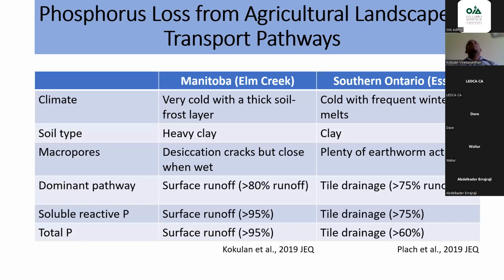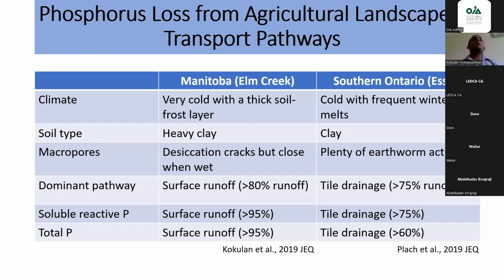Understanding the major transport pathway is important to implement mitigation strategies. However, the main transport pathway could vary based on the regional climate, soil type, and macropore activity. Let me explain that with two different examples.